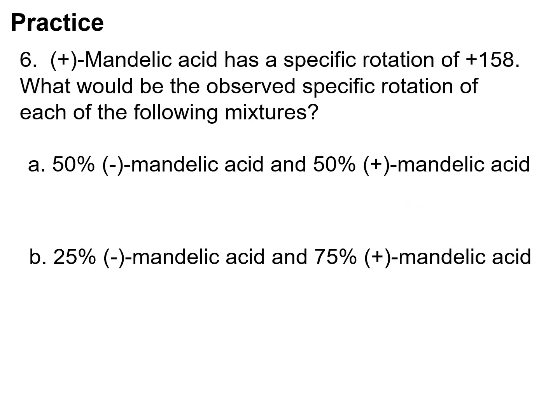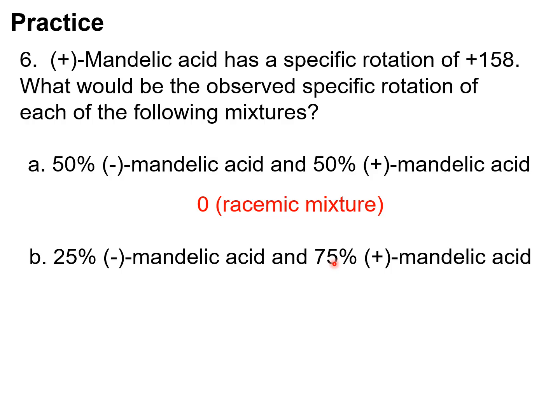This next one is getting some practice using the enantiomeric excess formula. This first one's kind of a trick. Remember that if we have exactly 50% of our minus enantiomer and 50% of our plus, these are going to rotate one direction, these are going to rotate in the opposite direction, so what we'll end up seeing is 0. This is a racemic mixture.